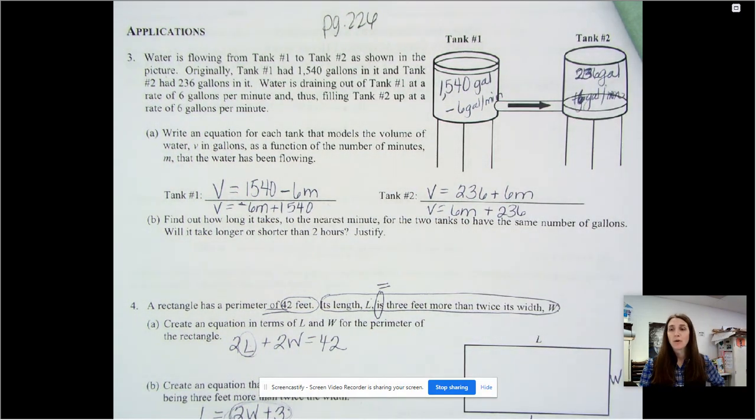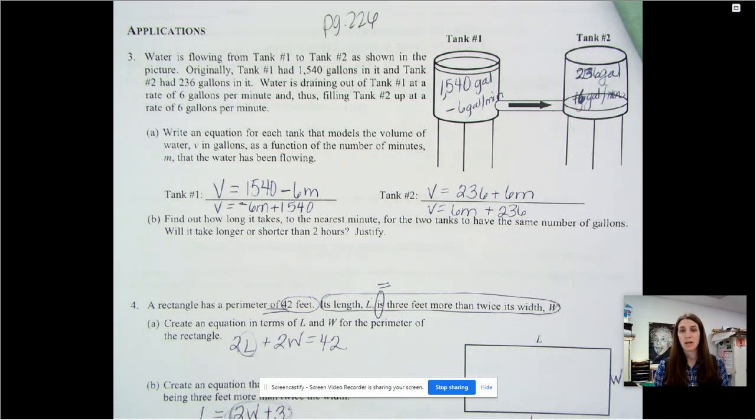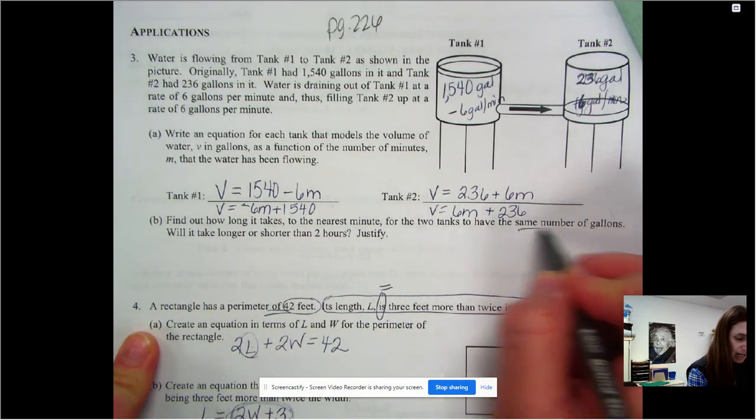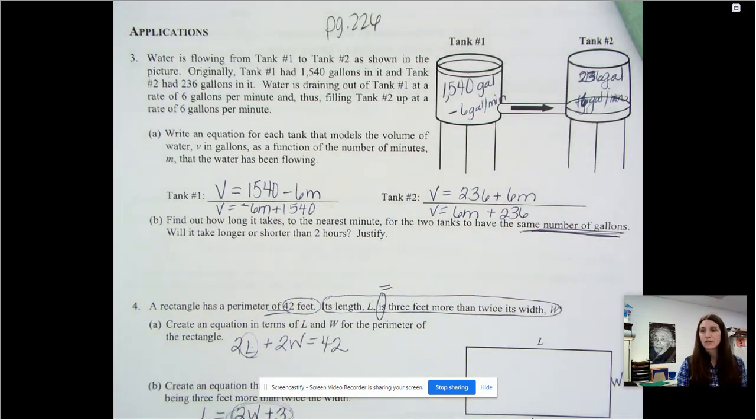So now we want to know, how long does it take to the nearest minute for the 2 tanks to have the same number of gallons? Will it take longer or shorter than 2 hours? Justify. So let's answer one question at a time. Find out how long it takes to the nearest minute for the 2 tanks to have the same number of gallons. When we hear same number of gallons, that's equal in mathematics. Just a very fancy way of saying equal.